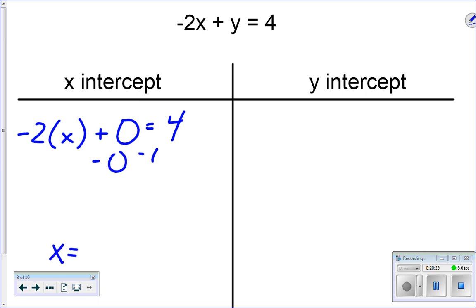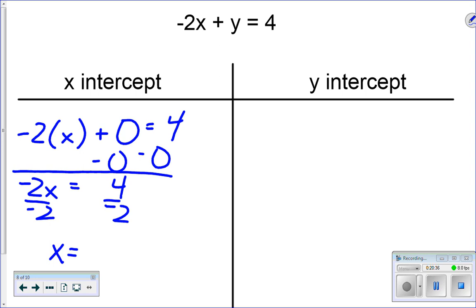Minus 0, minus 0. You get negative 2x equals 4. Everybody's doing it? You get negative 2 for your x. That's what you should have gotten. And then for your y, you're going to do the same thing. Only you're going to put 0 in for the x this time. And you want to keep your y. And then you're going to solve for what your y should be this time.